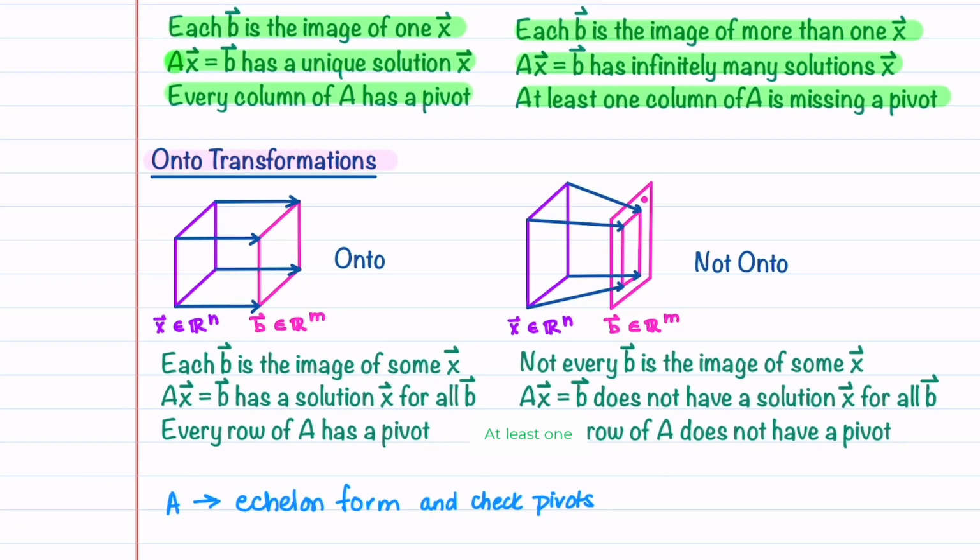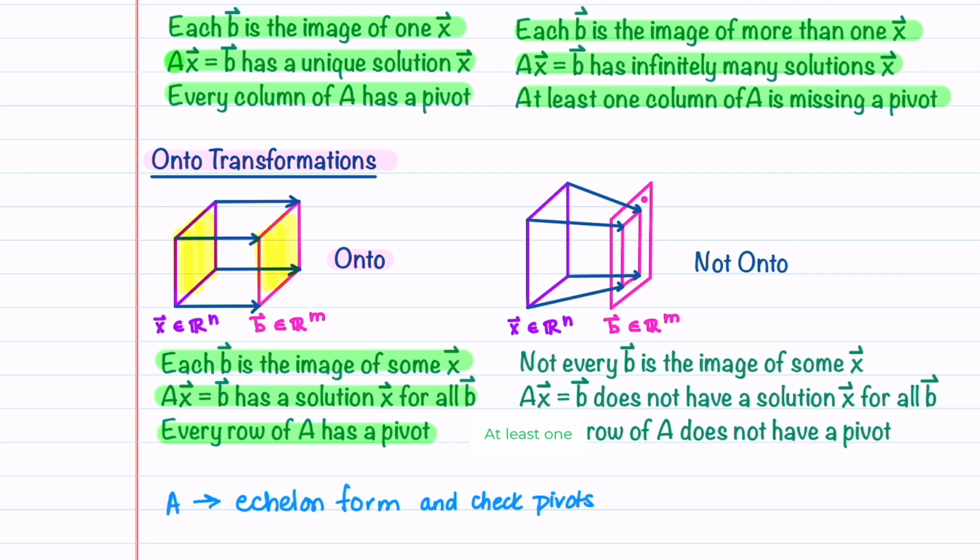Let's now look at onto transformations. A transformation is onto when each b is the image of some x. So basically what's happening is all of our b's are the image of an x. And that means that Ax is equal to b is going to have a solution for all b. And that's going to happen when every row of A has a pivot.